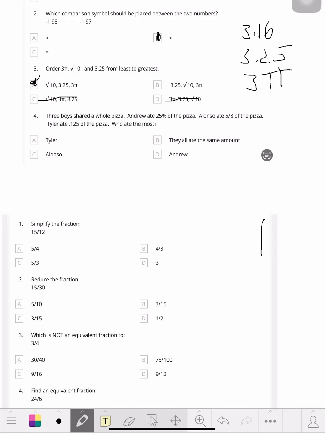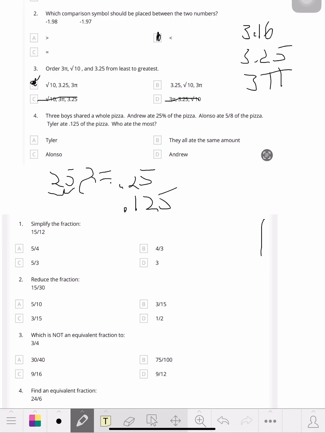Well, you know 0.25, 25%, okay? If you put that in a decimal, it's going to be 0.25 equals 0.25. So we got that one. We know Tyler ate 0.125, so he ate the smallest. And then 5/8. Well, you know 4/8 would be 0.50, so we know that Alfonso ate the most. Okay, because you can just do quick math.